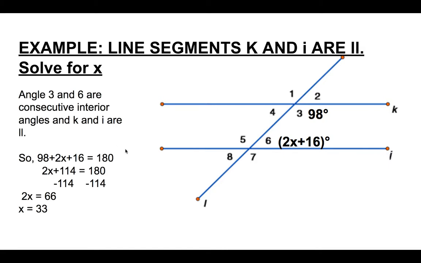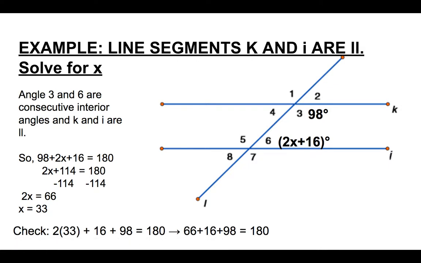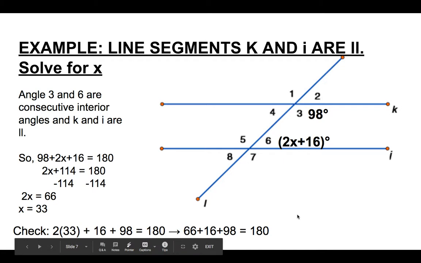So I'm going to go ahead and set up my equation. 98 plus 2x plus 16 equals 180. Then I'm going to go ahead and do the algebra, combining like terms, subtracting 114 from both sides, and then dividing by 2 gets me 33. I can always check my solution by substituting it back into my equation and just making sure that it equals 180. And in fact, it does.